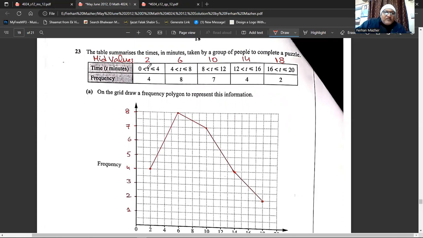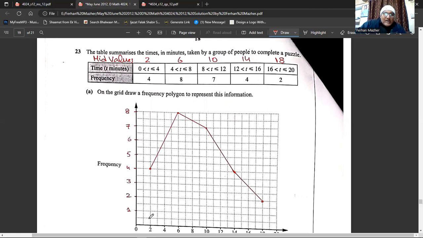So the mid value of this class is 2, the mid value of this class is 6, of this class is 10, of this class is 14, and of this class is 18. So at 2, that is on the x-axis, and this is the frequency, which is on the y-axis. So 2 squares equals 1. So 1, 2, 3, 4, 5, 6, 7, 8. Our maximum frequency was 8.